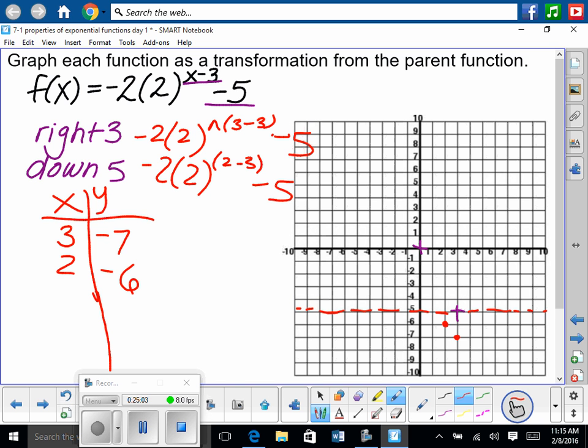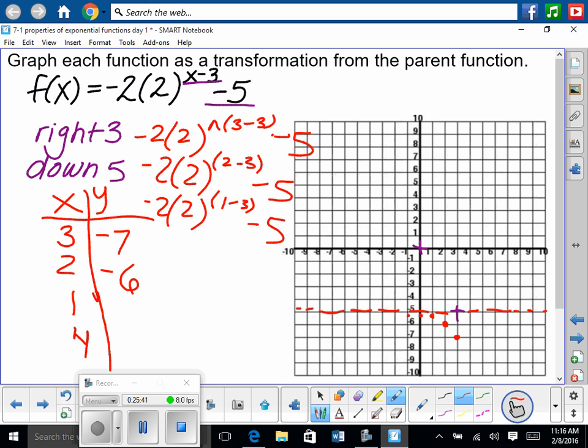Question. Can't you only go right now because that's where the y is? No, we can plug in a million. We can plug in any point on the x-axis. They'll just get really small. So let's plug in 1. So you're typing in -2 times 2 raised to the 1 minus 3 minus 5. What do you get? -5.5. So we're going over to 1 down -5.5. Now if you keep typing in values, guys, it's going to get really close to the asymptote but never cross it. Now let's plug in 4.